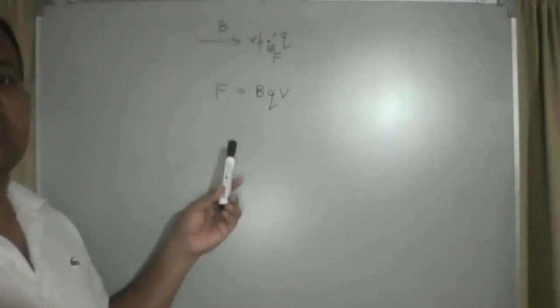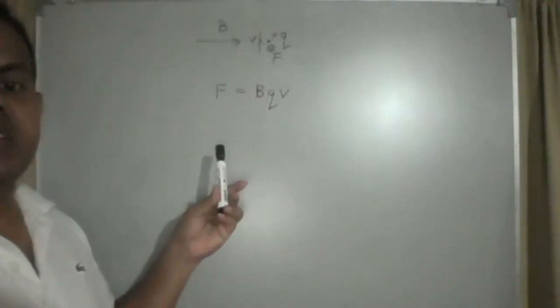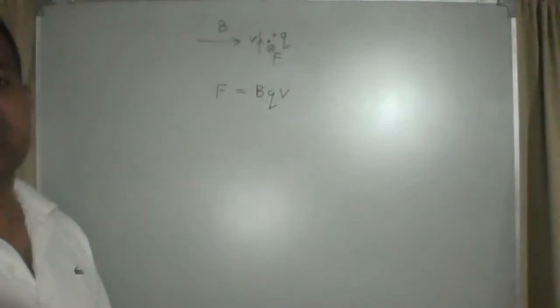Charge moving in a magnetic field. If the velocity v of the charge is perpendicular to the field, F equals BQv. Direction of force is given by Fleming's left hand rule.